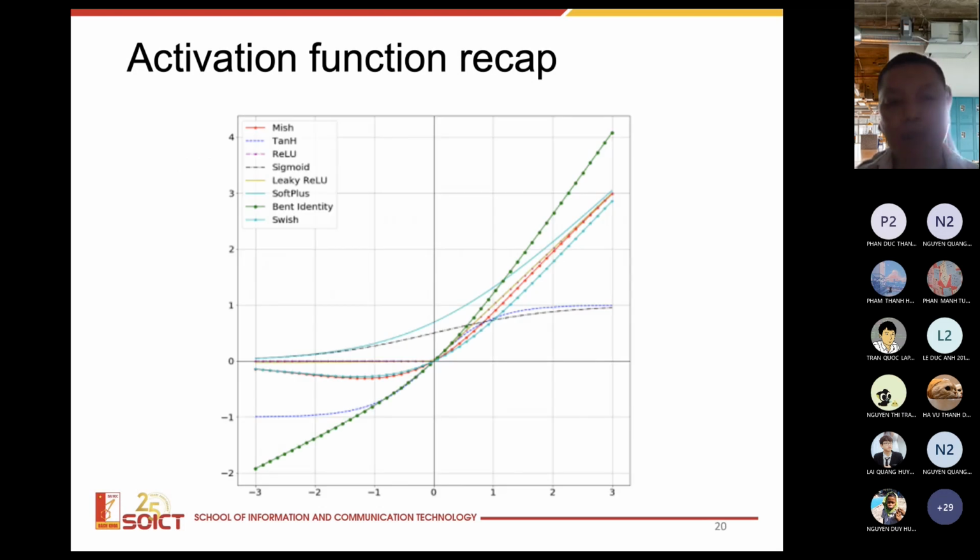Here is the shape of the different activation functions. For example, we have the Mish function somewhere here, and okay, the sigmoid somewhere here.